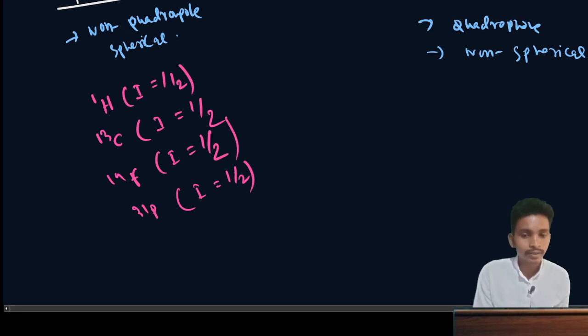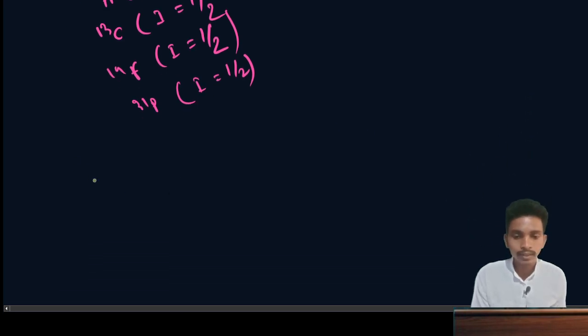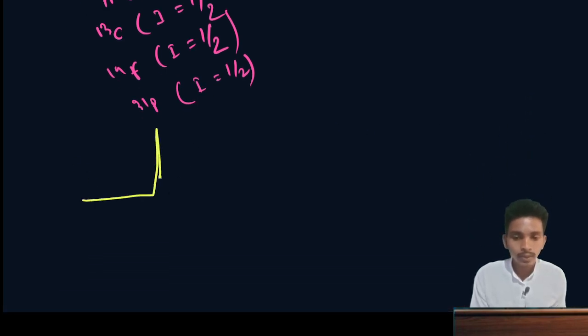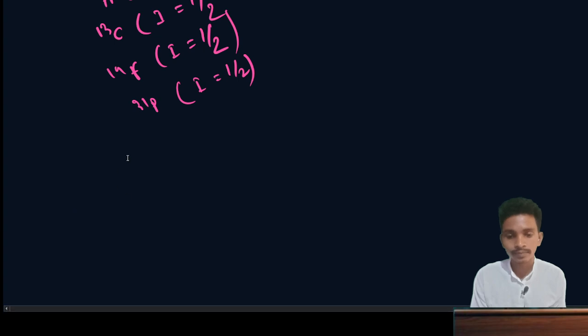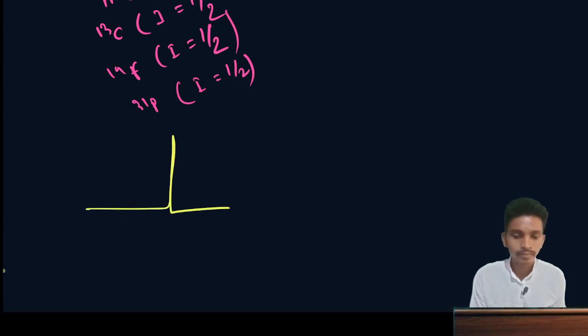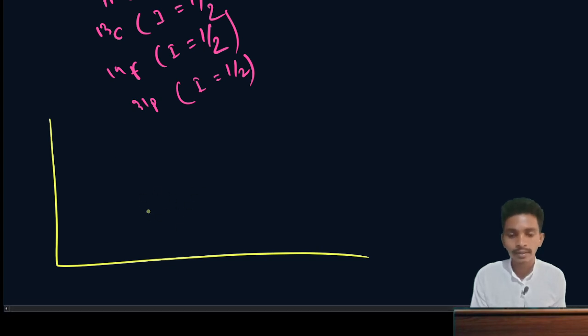The reason is, whenever I is equal to half, we get one signal, and that type of signals we have.